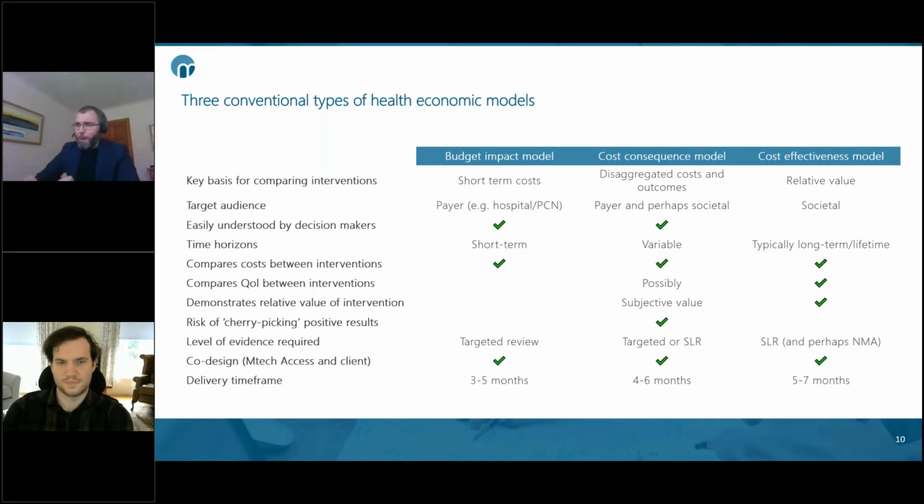The delivery timeline, roughly speaking, between 3 and 5 months. Some budget impact models are more complicated than others, hence we might expect perhaps 6 months in some cases, 2 months in some cases. But roughly speaking, I'd say 3 to 4 to 5 months is about right.